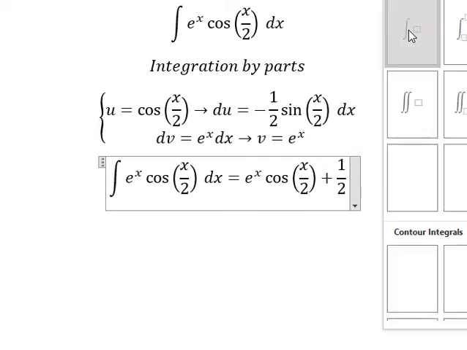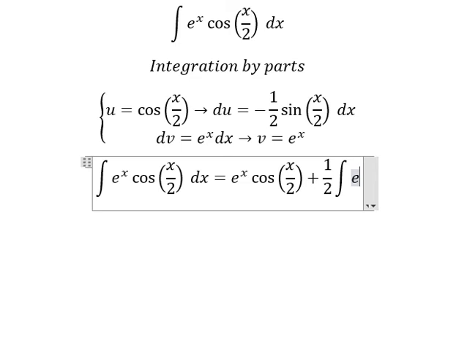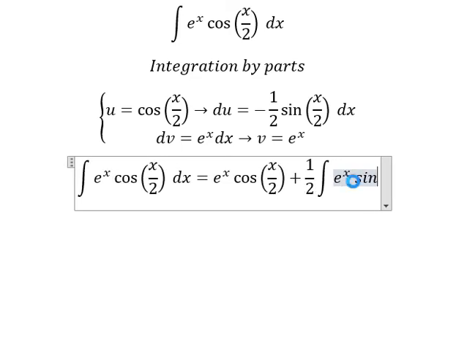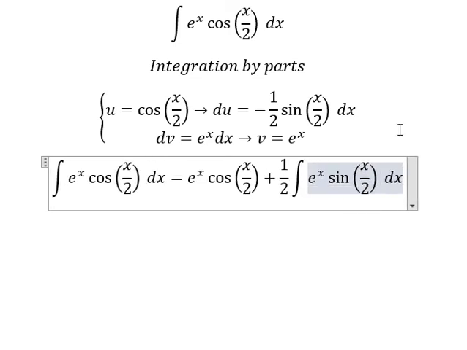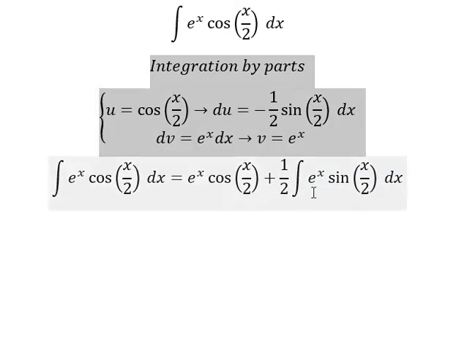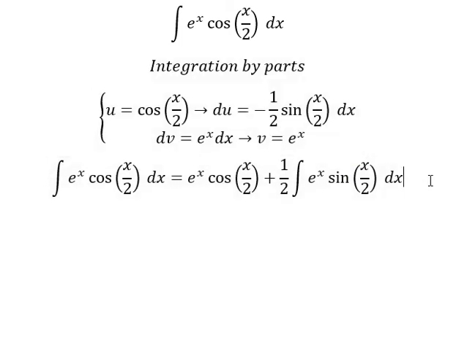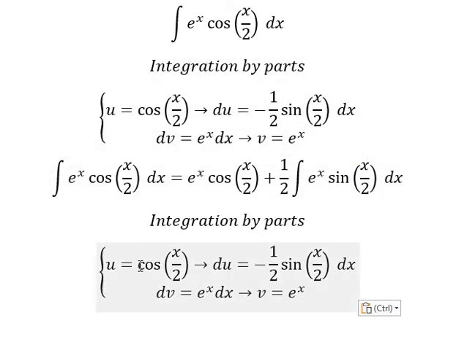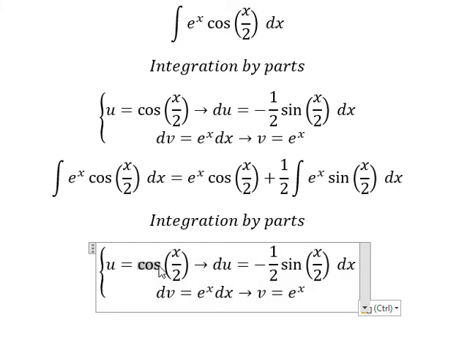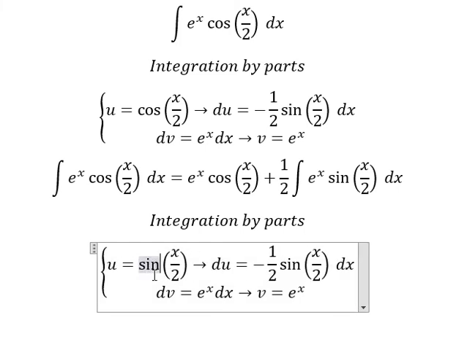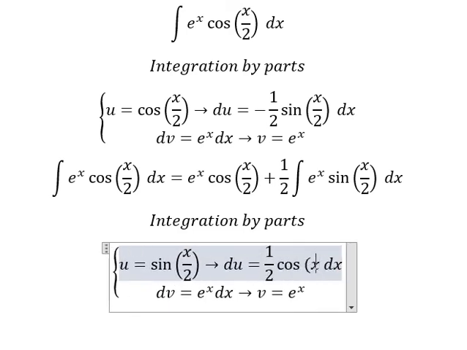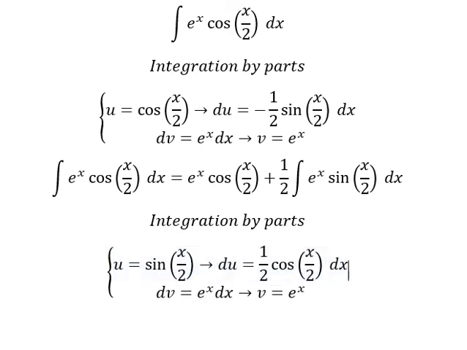And then we have the integration of e to the power of x sine of x over 2 dx. Next, we continue using integration by parts again. So this one we have sine of x over 2. If I do the first derivative of this one, we have 1 over 2 cosine of x over 2.